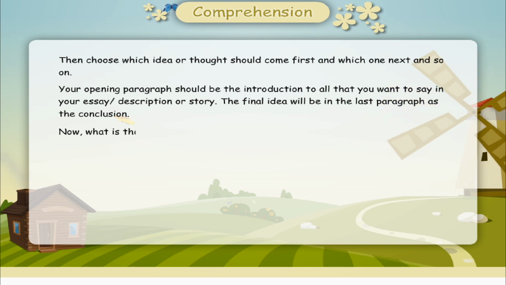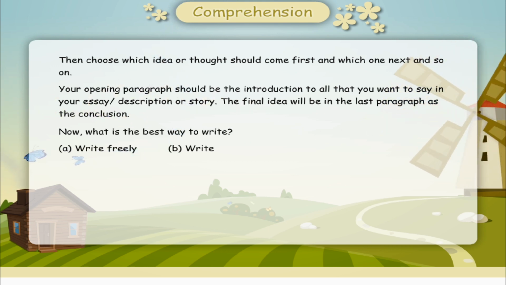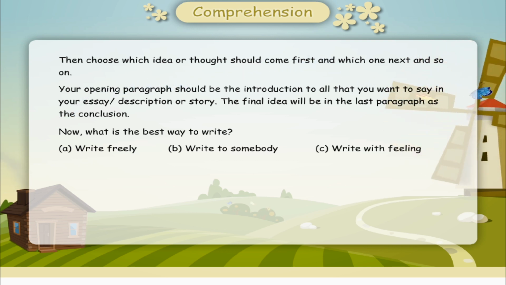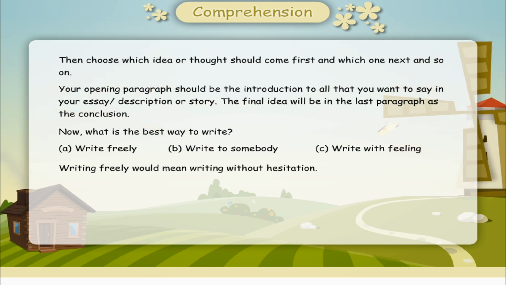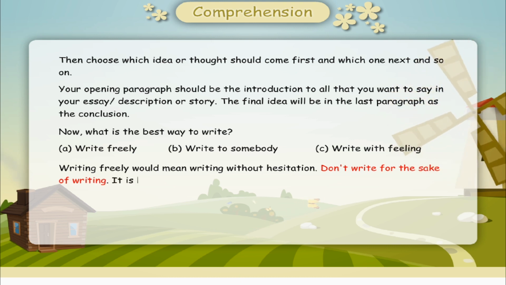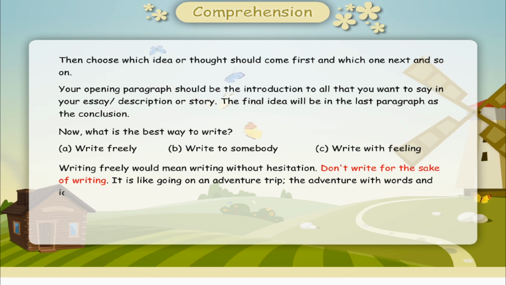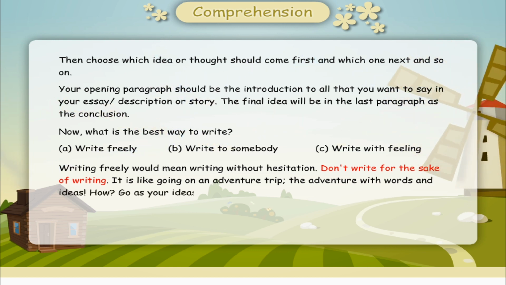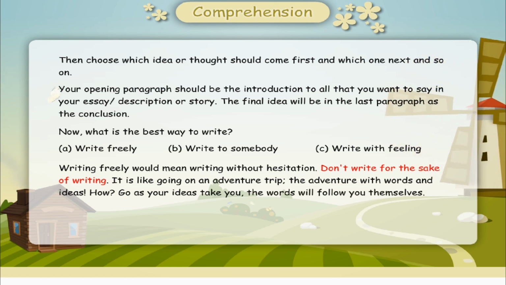Now, what is the best way to write? Write freely. Write to somebody. Write with feeling. Writing freely would mean writing without hesitation. Do not write for the sake of writing. It is like going on an adventure trip, the adventure with words and ideas. How? Go as your ideas take you. The words will follow by themselves.